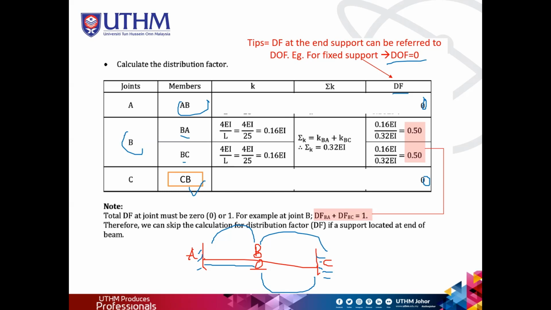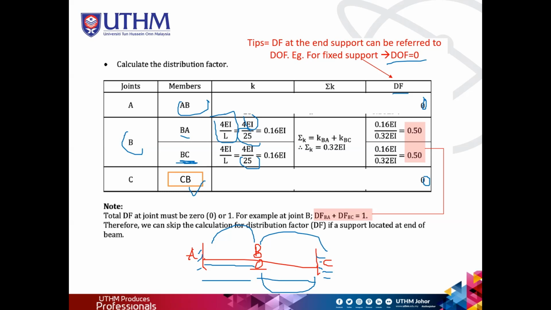In the previous slide, we know that K is 4EI over L. So we use that formula in this table. For EI, L is referring to the length of BA, which is 25, and the length of BC, which is also 25. So that's why it's divided by 25, 25. EI is constant, because it's not given in the question. By using this 4EI over L, we will get 0.6EI and another 0.6.